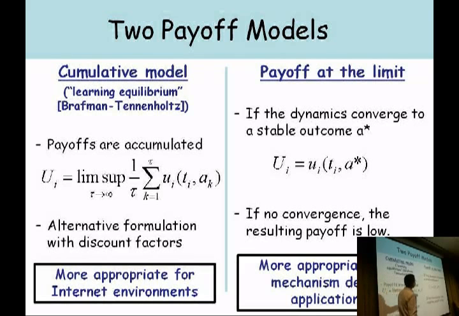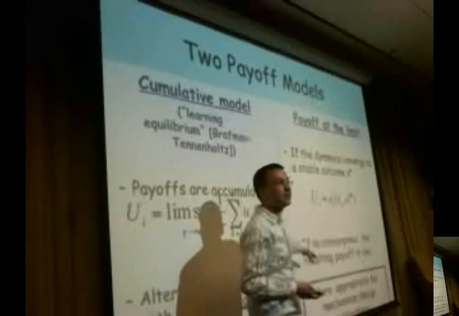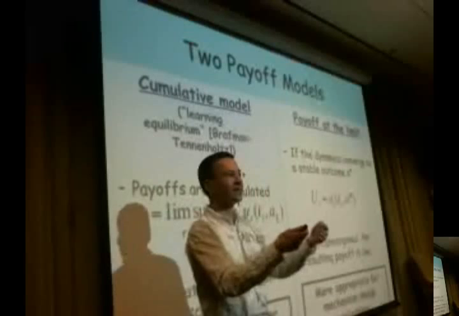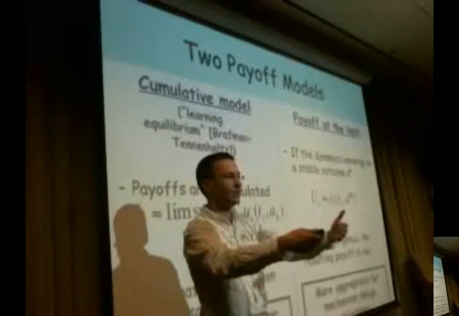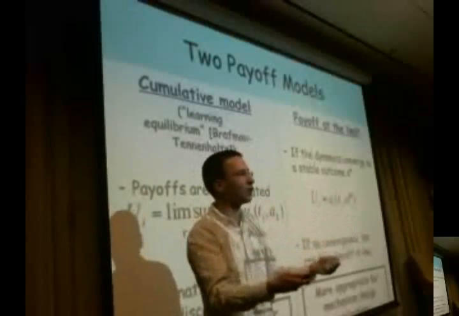The other is the payoff at the limit model, which says if we do converge to something, I get the payoff at that something. If we don't converge, everyone is penalized. And both models make sense in different contexts. This is definitely much more appropriate for BGP-like environments because there's no start time and no end time, so I should really be thinking about dynamic interaction over time. In an economic mechanism design context, this does make sense because you can think of it as if there's a mechanism that waits for the system to converge. If it doesn't converge, no one gets anything. If it does converge, it just outputs whatever it is that we've converged to.